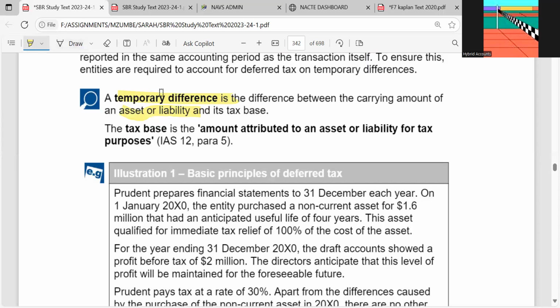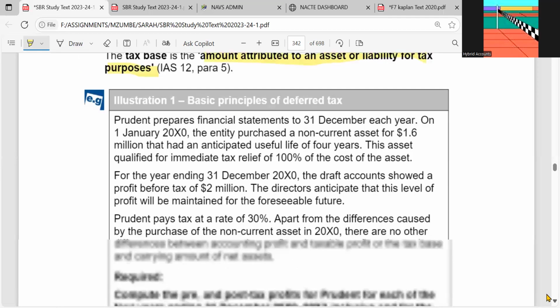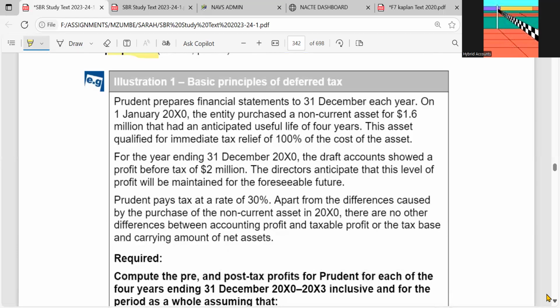Okay, so we say this happens due to the difference between the carrying amount of one asset or liability. Tax base is also the carrying amount, but this is the term used when dealing with the tax authorities, right? So what is the tax base? You are told it is an amount attributed to an asset or liability for tax purpose. It is simply the carrying amount name for tax purpose, right? Okay, so we may go on and see an example here.